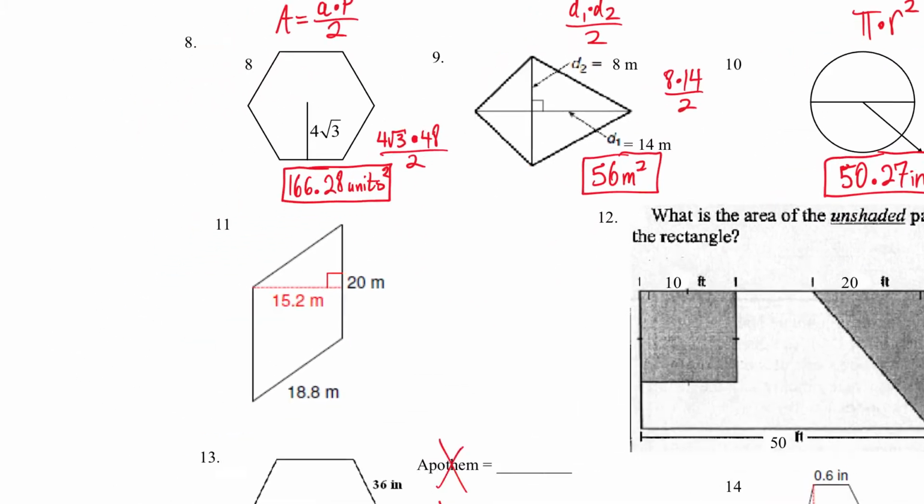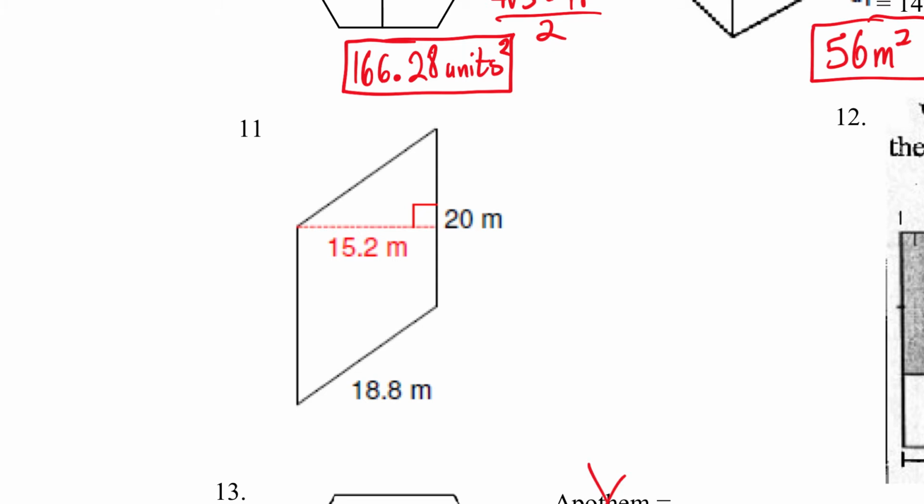Okay, we already did those 3. All right, number 11. So how do we find the area of a parallelogram? Base times height. What's the base and height? 20 and 15.2. So you're going to do 20 times 15.2. What does that give you? 304 square meters.